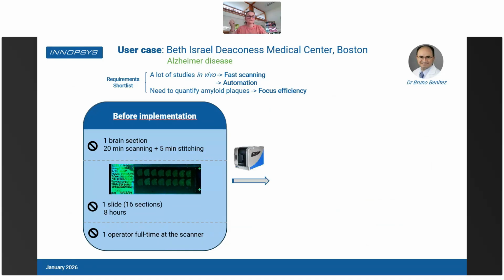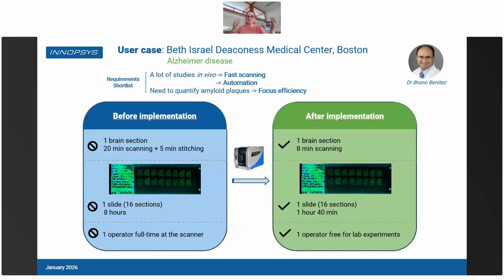scanner. But with the InnoQuant, you can scan one brain section in 8 minutes and the full slide in approximately 1 hour 40 minutes, focus included. And this can be applied to 24 slides in the scanner. So the operator during all this time is free for other lab experiments.